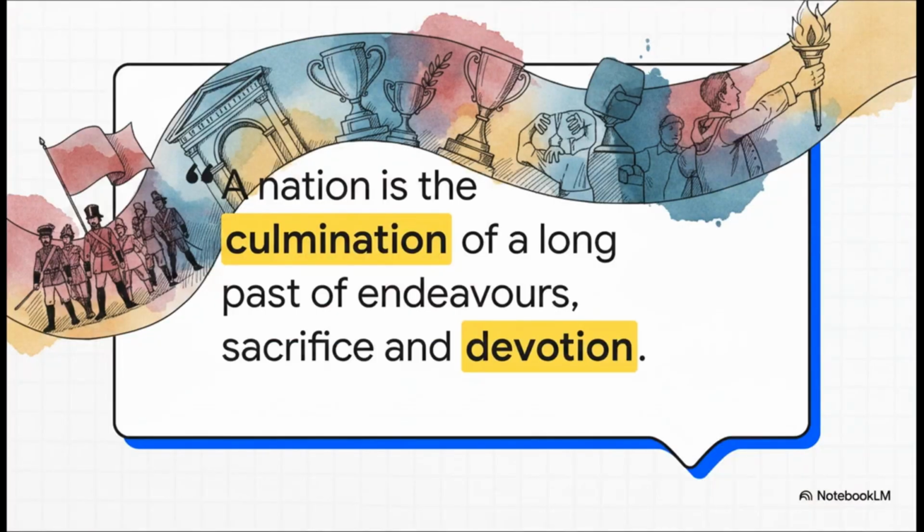Renan famously stated that a nation is the culmination of a long past of endeavors, sacrifice, and devotion. He uses this brilliant analogy of social capital. Think of it exactly like a long-standing sports team. It's not just about wearing the same uniform or happening to live in the same city as the stadium. It's about honoring past heroic victories, remembering the great figures of the past, and sharing a deep, ongoing commitment to the team's legacy. You need a common will in the present to have performed great deeds together and to wish to perform still more in the future.